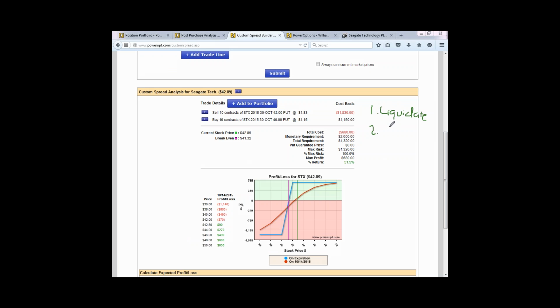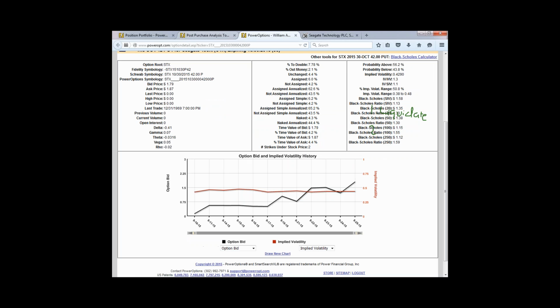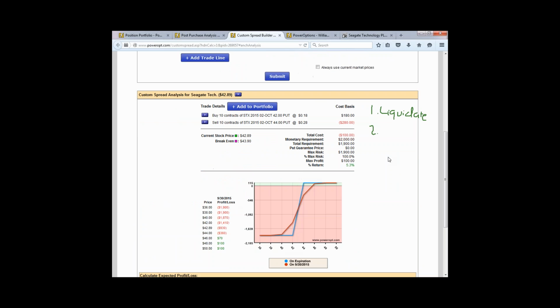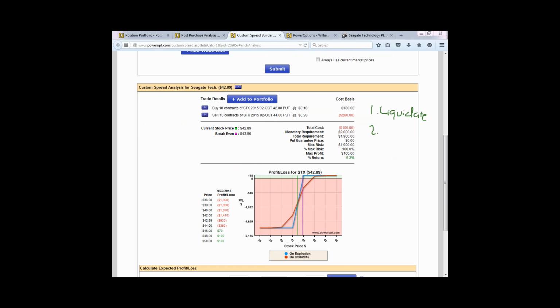All right, I'm actually going to get away from this window. I'm sorry. Let's close that window, go back here, and go back to the what-if calculations. There we go. All right, so here's our position under control. 1, liquidate. Number 2, liquidate and roll down and out.